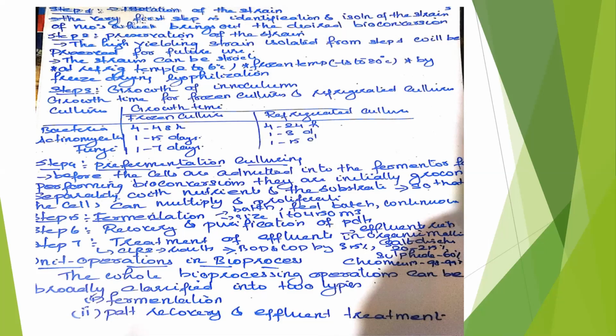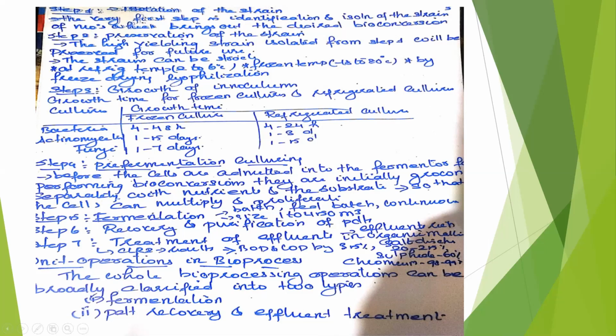For example, the growth time for bacteria: the frozen culture will take 4 to 48 hours to revive, and the refrigerated culture 4 to 24 hours. Actinomycetes will take 1 to 5 days for frozen culture, and 1 to 3 days for refrigerated culture. Next is fungi. It will take 1 to 7 days for frozen and 1 to 5 days for refrigerated culture. And step 4 is pre-fermentation culturing.